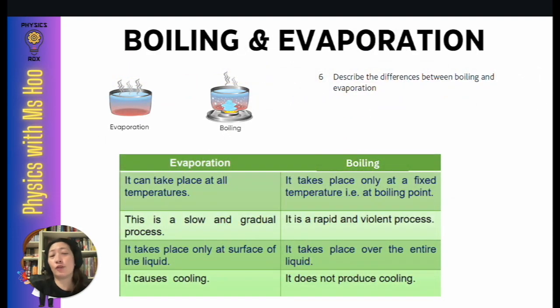Now, you also need to be able to describe the differences between boiling and evaporation. The few differences you need to know: evaporation can take place at all temperatures, but boiling only takes place at a boiling point. Evaporation is a slow and gradual process, while boiling is rapid and violent. Evaporation only takes place at the surface of the liquid, while boiling takes place over the entire liquid. Evaporation causes a cooling effect, while boiling does not produce cooling.